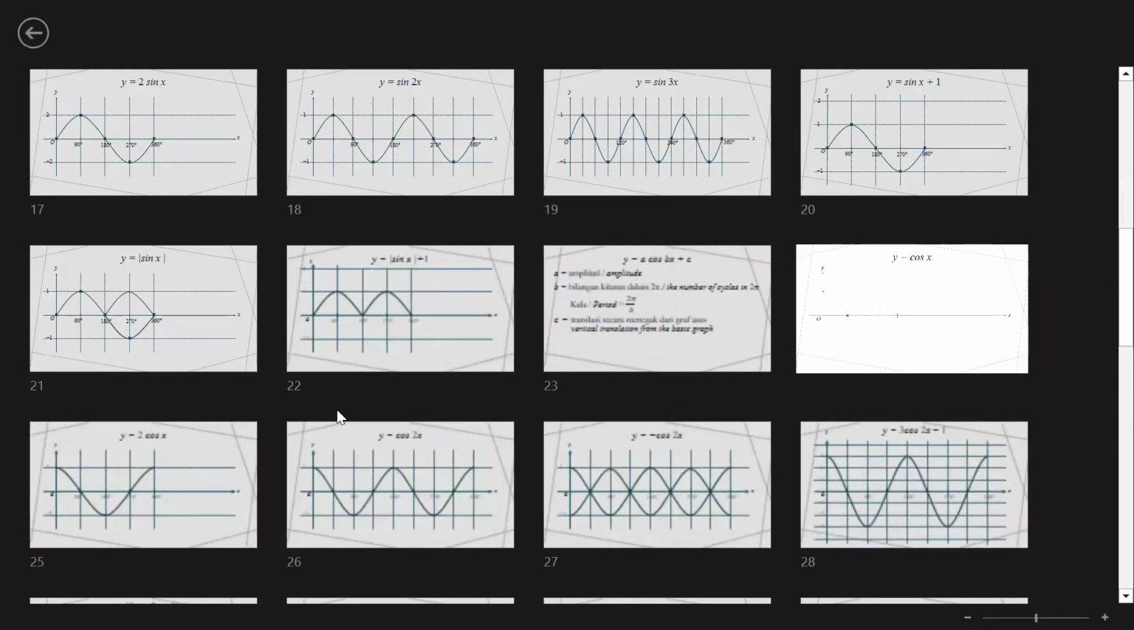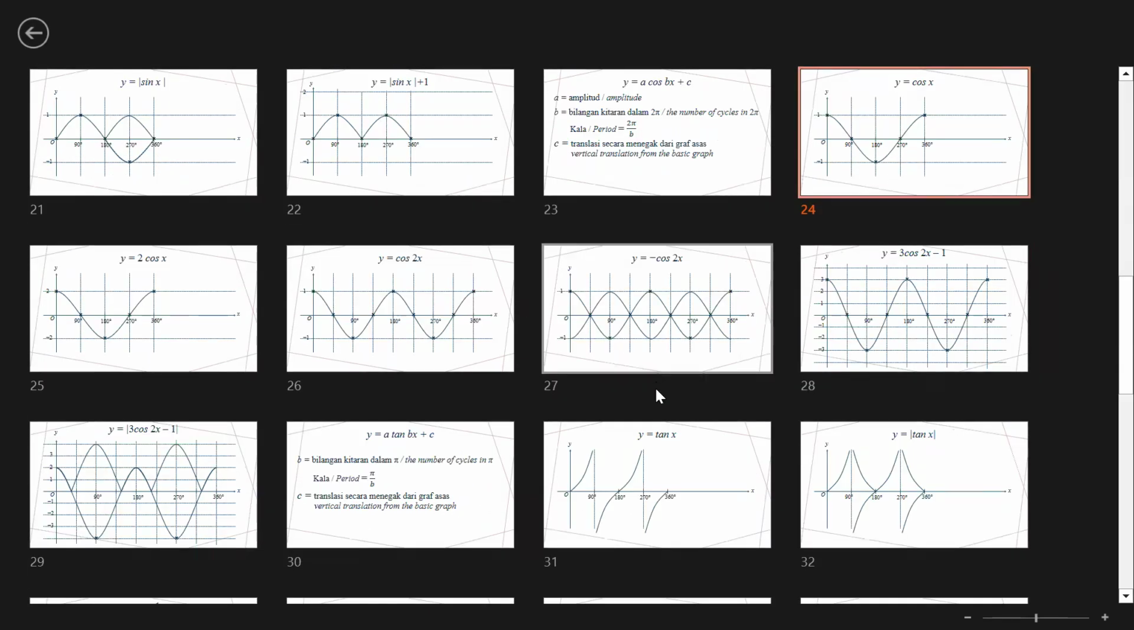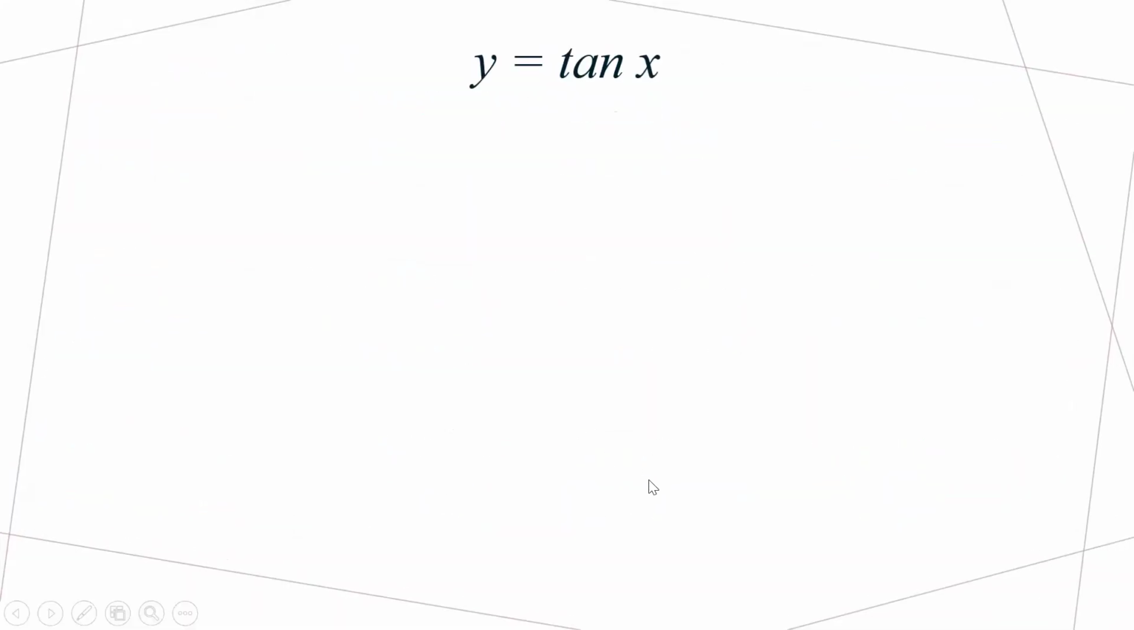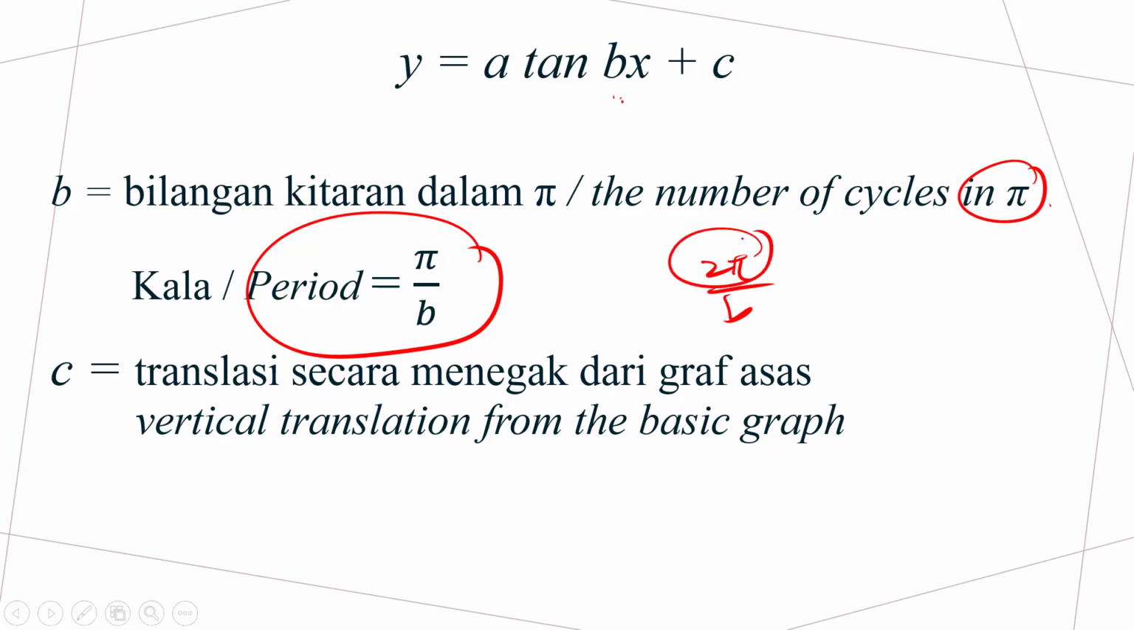But for the tangent x graph, the period is pi over b, but for the sine and cos graphs it is 2 pi over b. The b is the number of cycles in pi for tangent, but for sine and cos it is the number of cycles in 2 pi. That is the only difference.